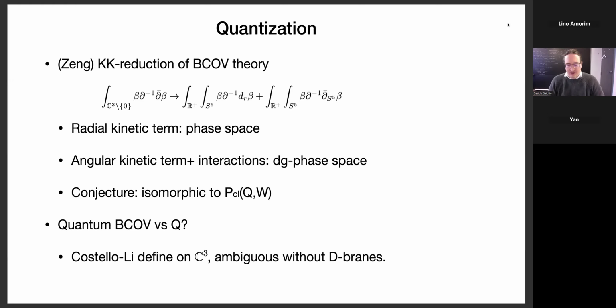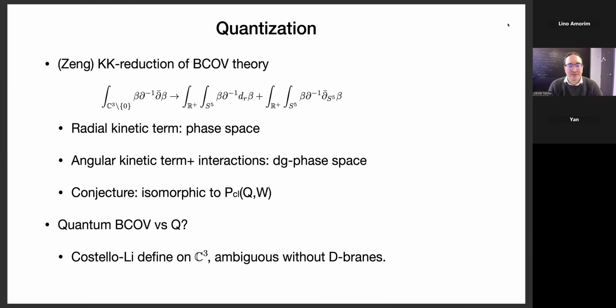I think the definition of the quantization has to do with local counterterms. It shouldn't matter if you're on C3 or C3 minus the origin. But a very important point of the paper is that the quantization of this B model is ambiguous unless you impose that D-branes exist and can be coupled in a specific way. So before I continue this discussion, I want to move to the situation with open strings and D-branes. That will be the next step, to add D-branes to the matrix model.